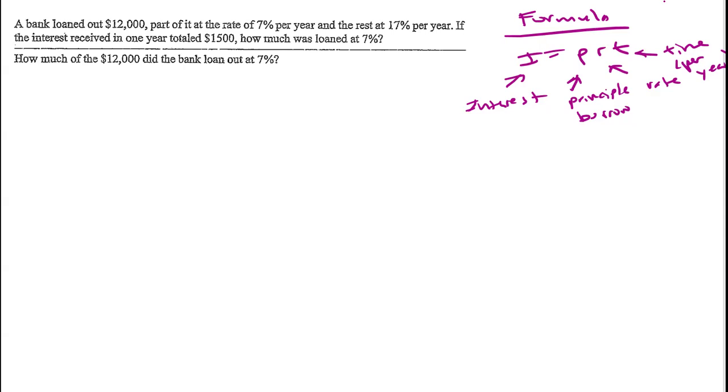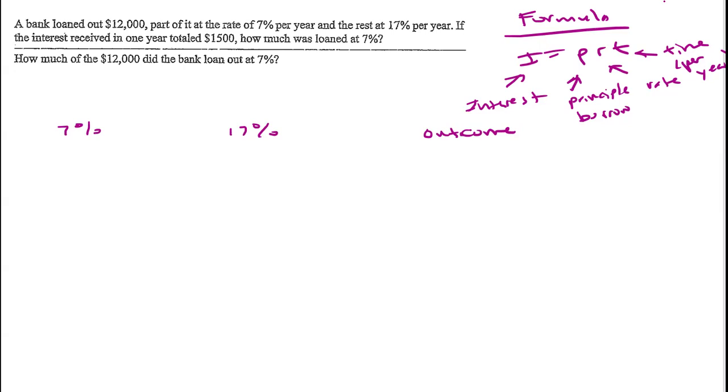So we're talking about two things here, the 7% and the 17%. Let's write that down. We have 7% and then the 17%. And we also have the outcome, right? What are we trying to produce? With word problems, it's all about organization, organizing the information that they give you.